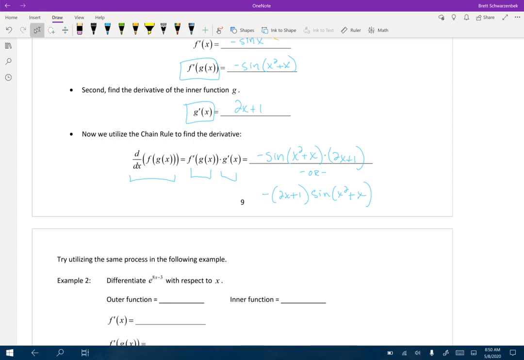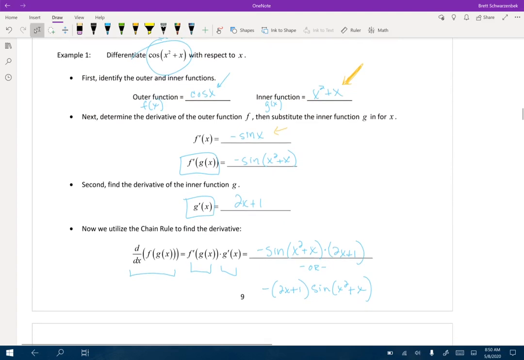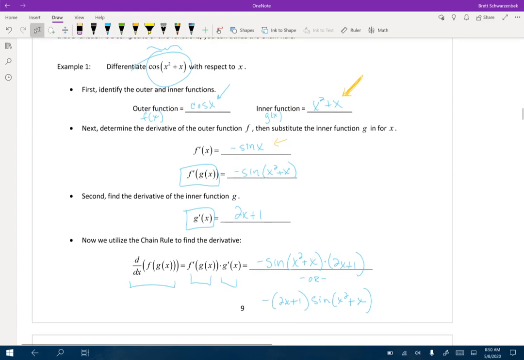So just worth noting when it comes to that, but this is an example of using the chain rule in order to find derivatives. Essentially, find the derivative of the outer function, leave the inner function, then multiply that by the derivative of the inner function.